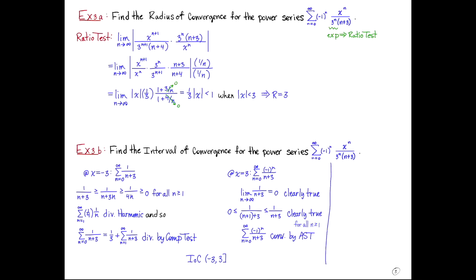One last side note. Notice that the sum from n equal to 0 to infinity of (-1)^n over n plus 3 is conditionally convergent since the alternating series from n equals 0 to infinity of (-1)^n over n plus 3 converges, but the sum from n equals 0 to infinity of the absolute value of the terms, |(-1)^n over n plus 3|, diverges.